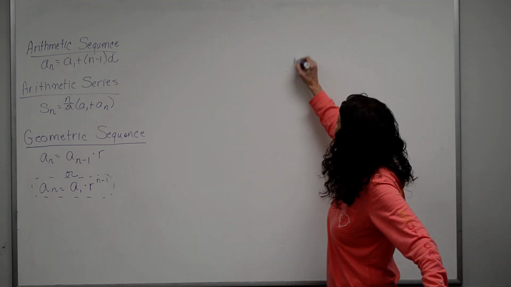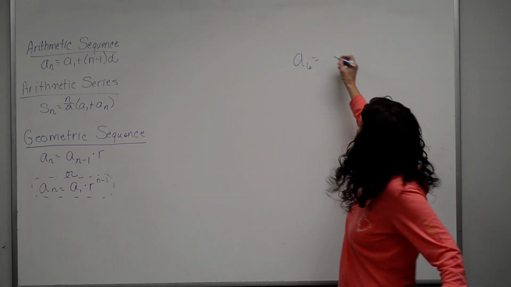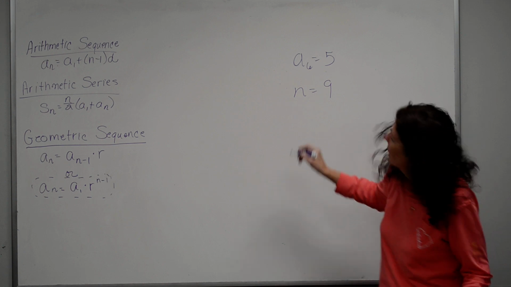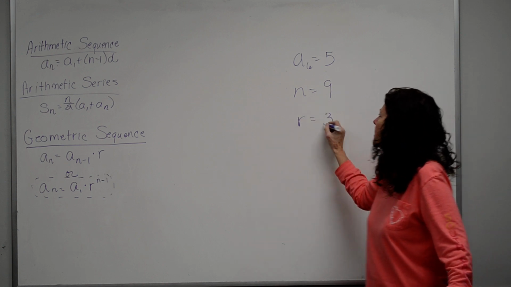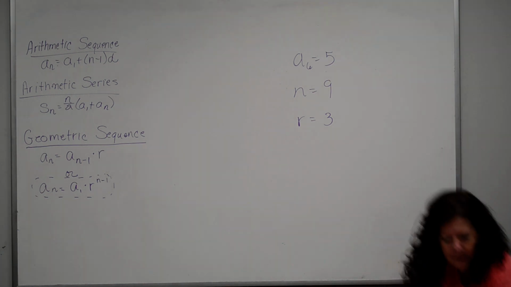All right, a sub 6 is equal to 5. I want to know the 9th term, and the common ratio is 3. So you can decide which way you want to do it.